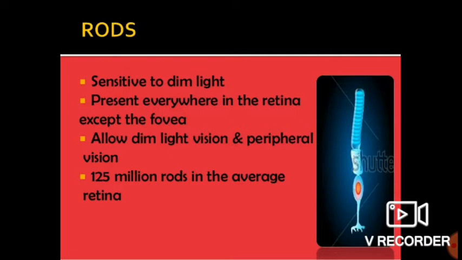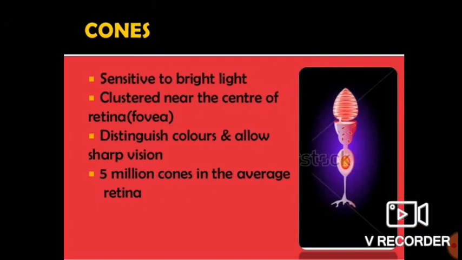Rods, sensitive to dim light, present everywhere in the retina except the fovea. Allow dim light vision and peripheral vision. 125 million rods in the average retina.